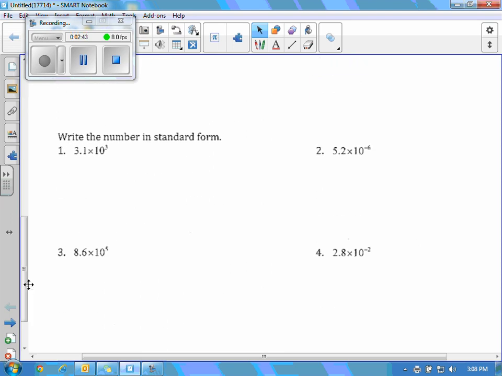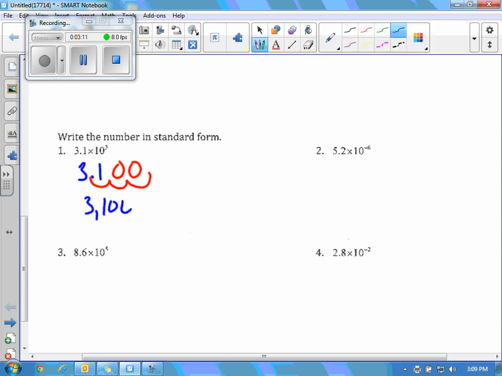On the next section, they give you the numbers in scientific notation. You need to turn them into standard form. So for the first one, we have 3.1 times 10 to the third. I'm going to write out 3.1. I have 10 to the positive third, which means I'm going to move to the right as I switch it out. I'm going to take my decimal and go 1, 2, 3 places to the right. I fill in the empty spots with 0. So I'll wind up with 3,100.